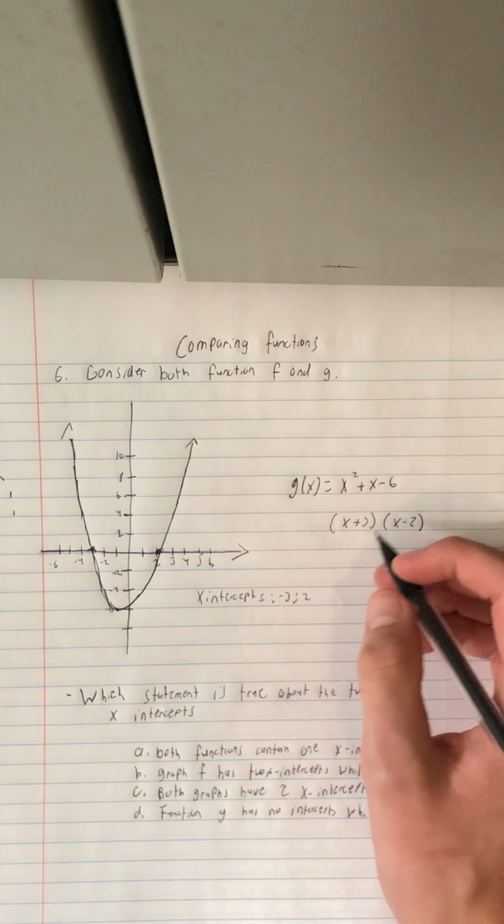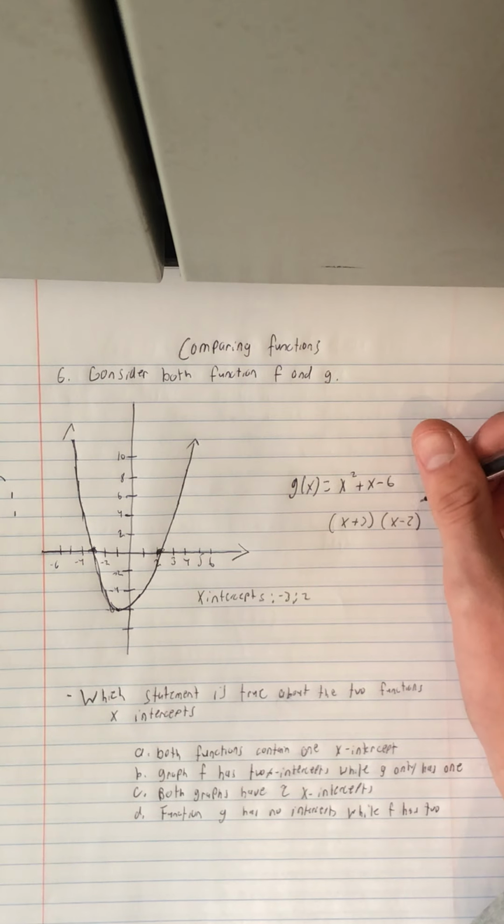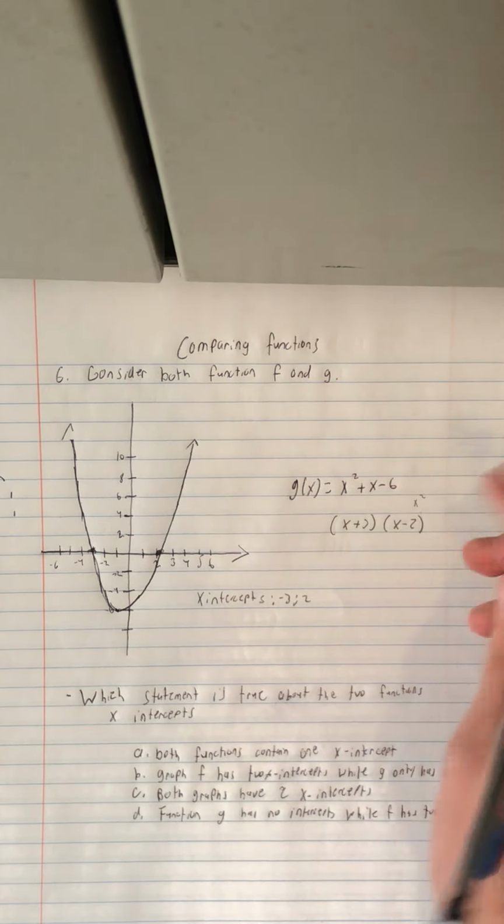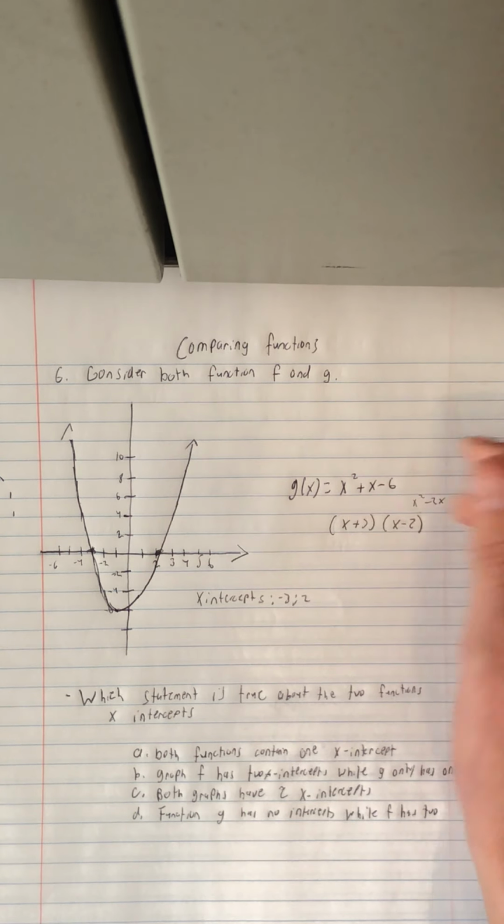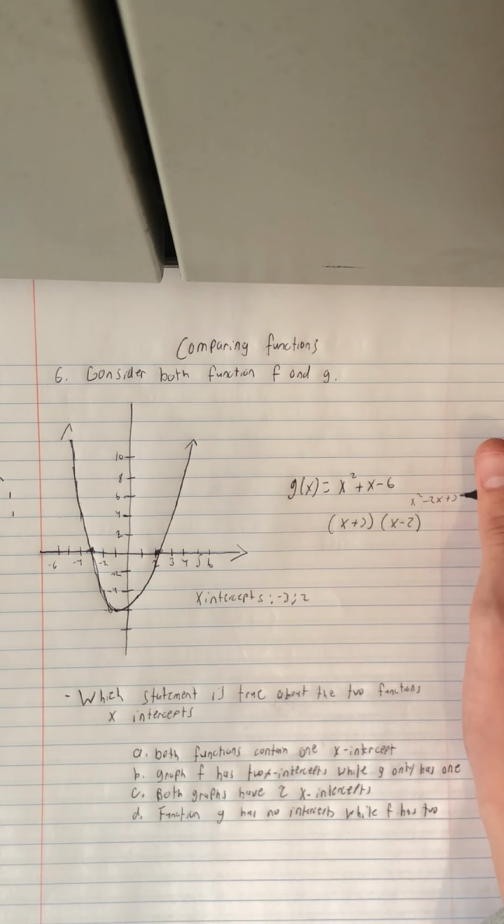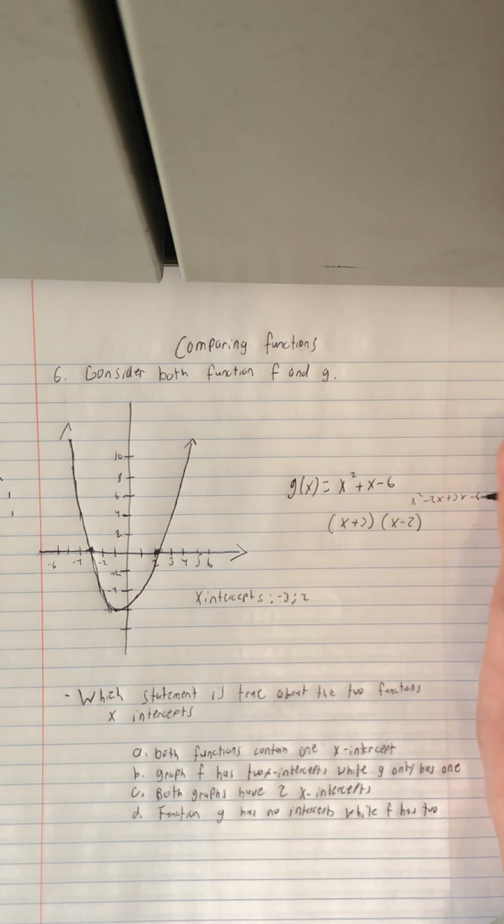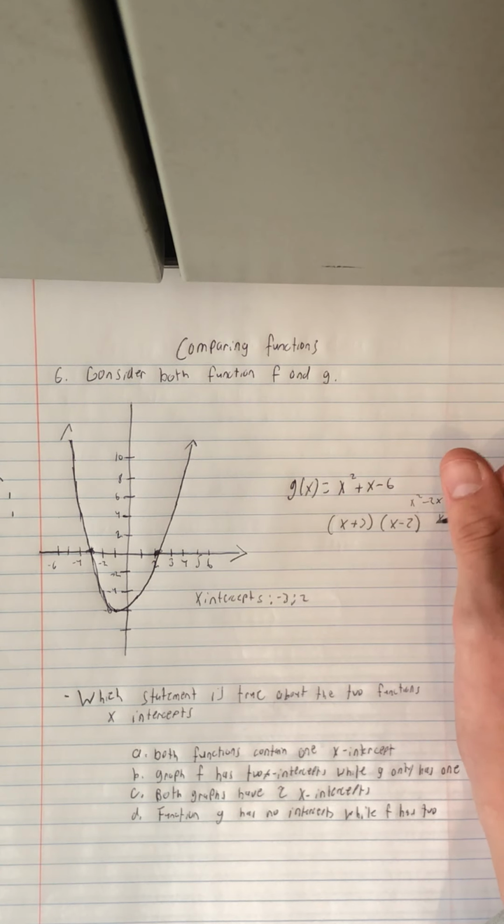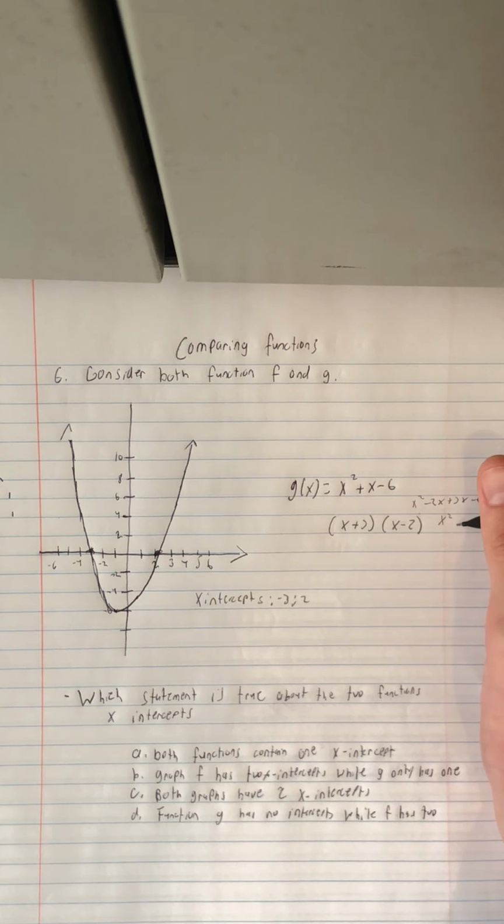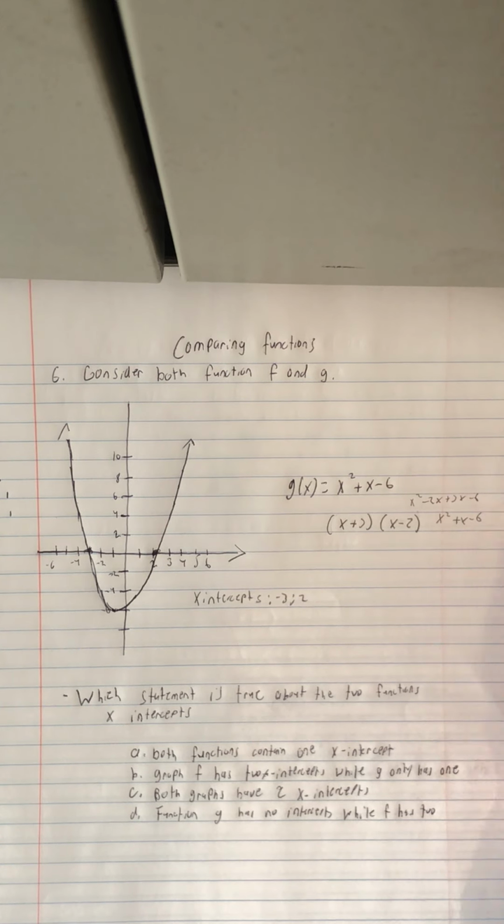Now we can double check ourselves by foiling this out. So the first being x squared, outer being minus 2x, inner being 3x, and then the last being -6. Combine like terms, and you are going to get x squared plus x minus 6. So we know that this is right.